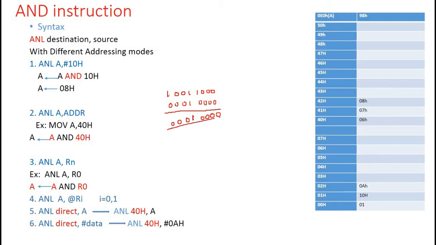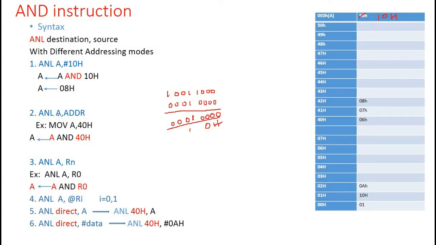So what is the result here? In the upper 4 bits it is 1 and this is 0, so the answer is 10H. Now we know that after the operation the result will be stored in the accumulator, so this 10H will be stored here. The 98H is overwritten with the 10H. Correct, right? Next we'll see the next opcode form, that is ANL A comma address.